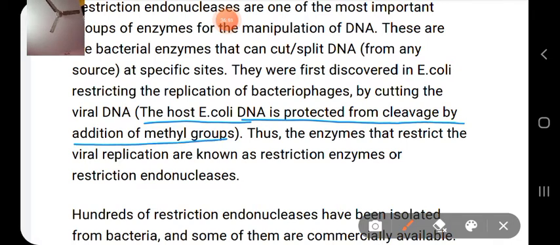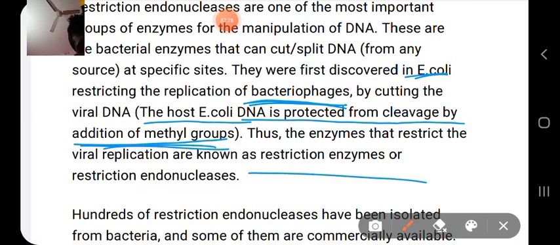So firstly, this restriction endonuclease was actually observed in the E. coli cell. What happened? The E. coli cells were used as host cells by the bacteriophage to replicate themselves as a result of transduction, right? So to protect themselves from the bacteriophage, what E. coli have done is use this restriction endonuclease enzyme to cleave the genome of the bacteriophage which has been inserted, and their own genome is protected by addition of the methyl groups. So if this is the genome of the E.